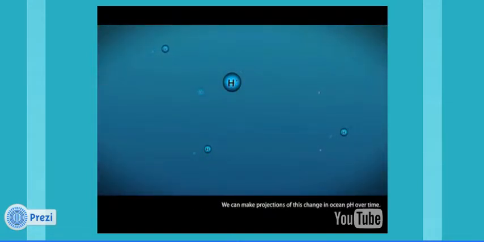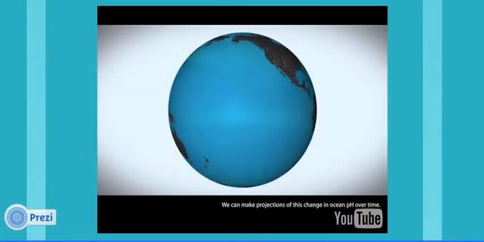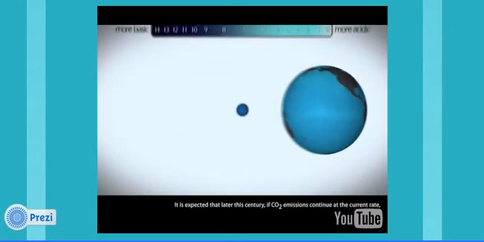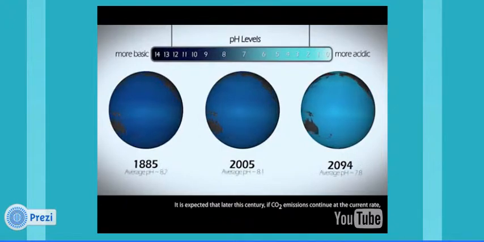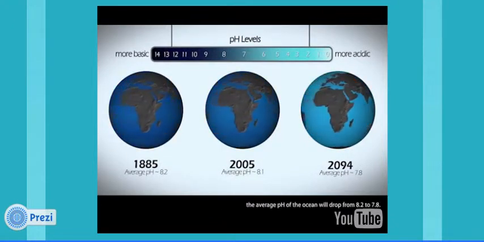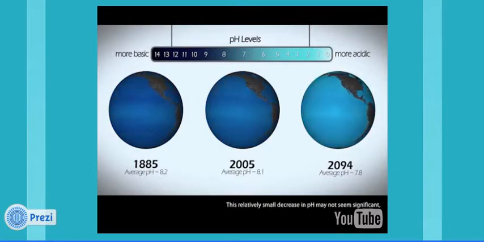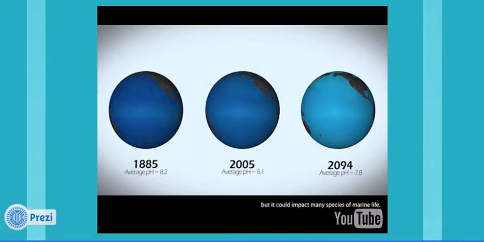We can make projections of this change in the ocean pH over time. It is expected that later this century, if CO2 emissions continue at the current rate, the average pH of the ocean will drop from 8.2 to 7.8. This relatively small decrease in pH may not seem significant, but it could impact many species of marine life.